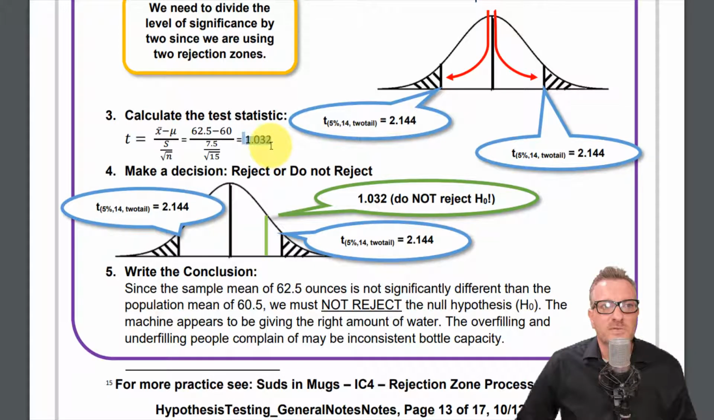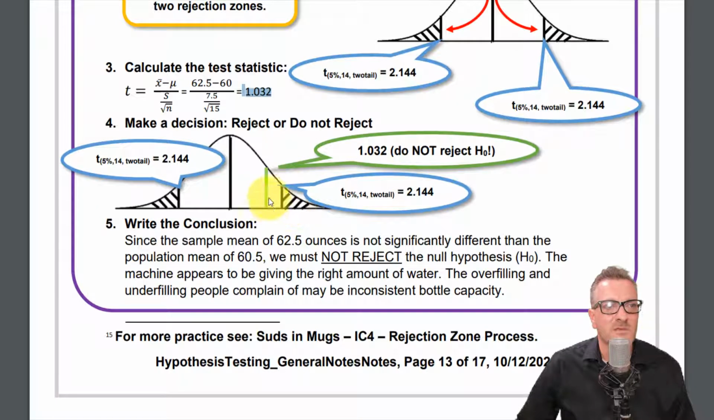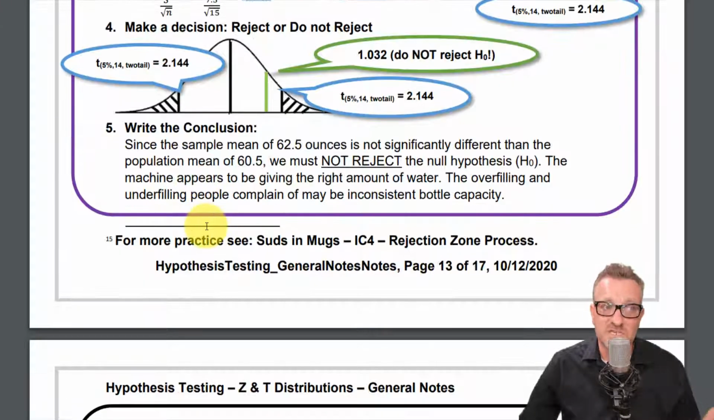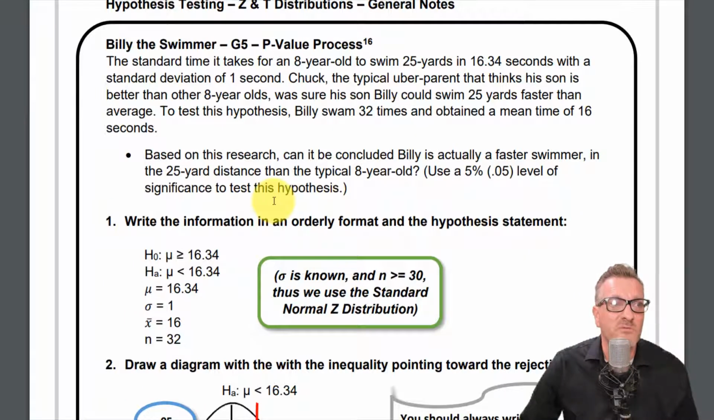So 1.032 would not be greater than either one of these. It would be like right here. Okay. So in this case, we say since the sample mean of 62.5 ounces is not significantly different than the population mean of 60.5, we must not reject the null hypothesis. The machine appears to be giving the right amount of water. The overfilling and underfilling people complain about may be inconsistent bottle capacity. That's a good idea. It's possible.